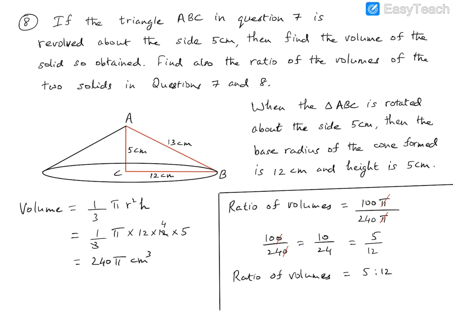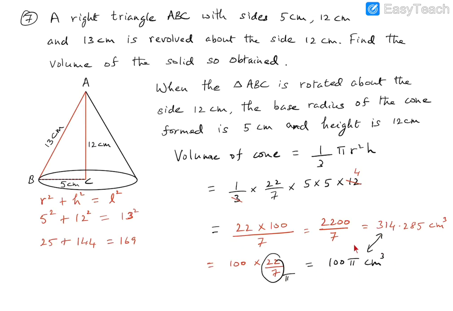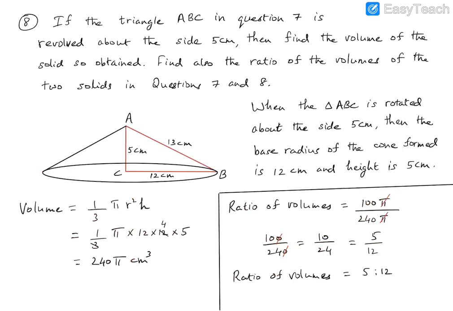That's why we kept the volume of the previous one also in terms of pi. If we substitute and multiply to get the value of the volume, it's not a problem. We can still do that and get the same answer, but it simplifies the calculation if we keep the pi as it is, because it's going to cancel out anyway when we are taking the ratios.